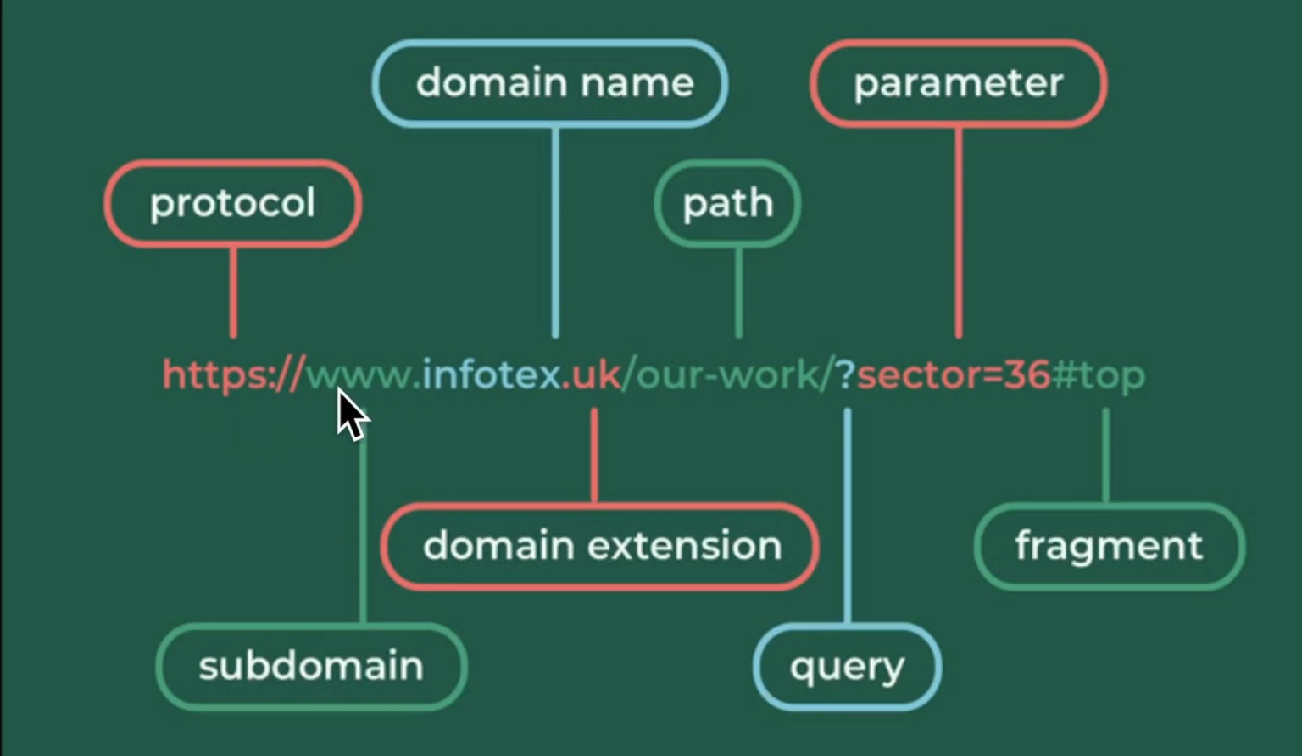Then we have a subdomain. You might have it or you might not. And then the domain name at this level, and then the domain extension, or sometimes we call it top level domain. And starting from here, we have the path. We can also call it segments in the Next.js terminology.